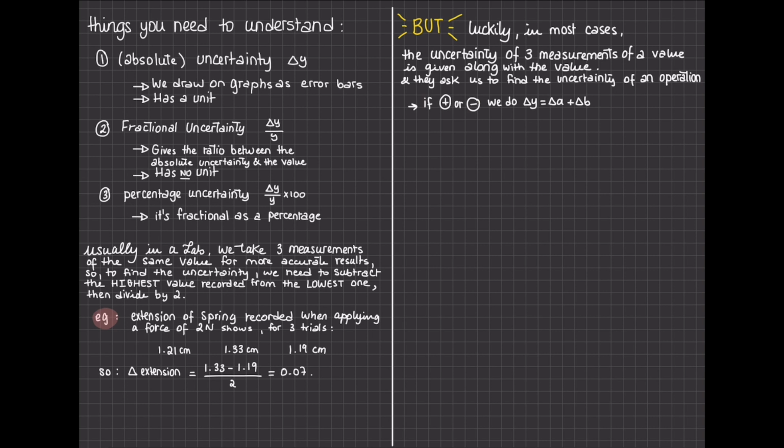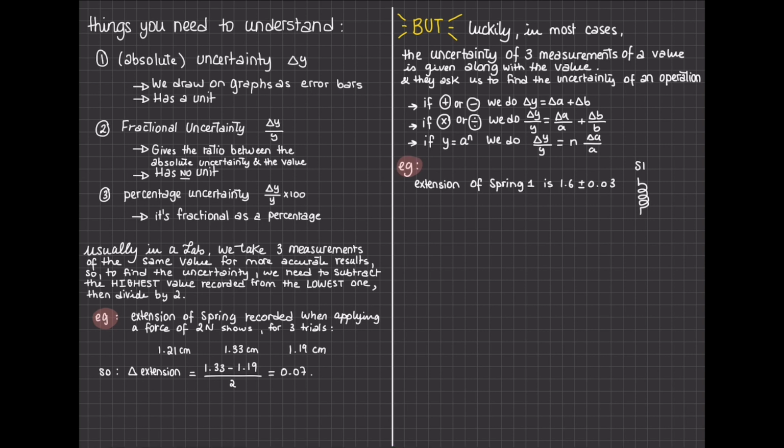So if it's plus or minus, then you have to add the uncertainty. If it's multiplication or division, this is the rule that we apply. And lastly, if it's an exponent, then we use this rule. Let's give an example for each one.